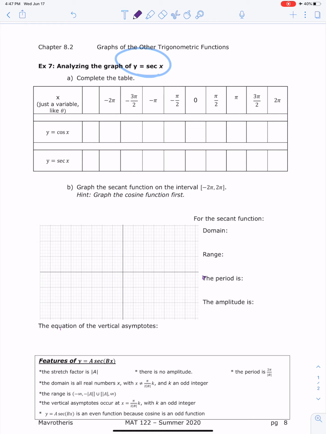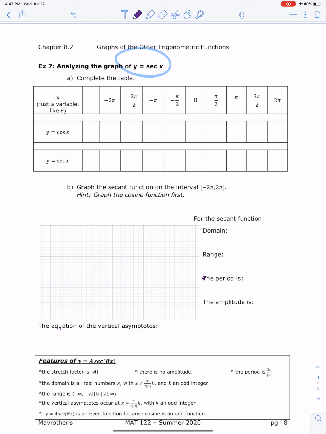We are going to start analyzing the graph of the secant function the same way we just did on page 6 with the cosecant. We're going to start by graphing the cosine function. And so let's start by filling in the table.